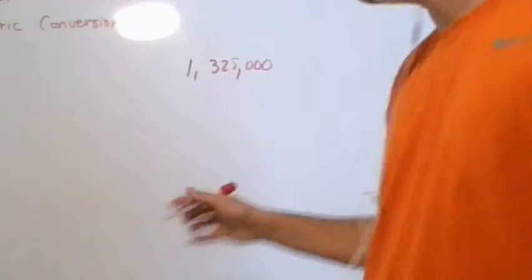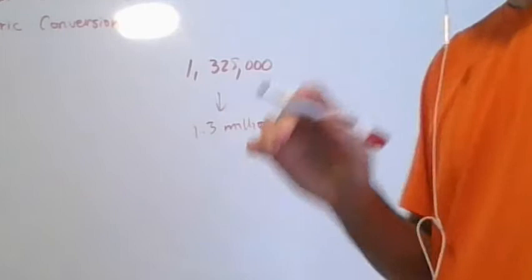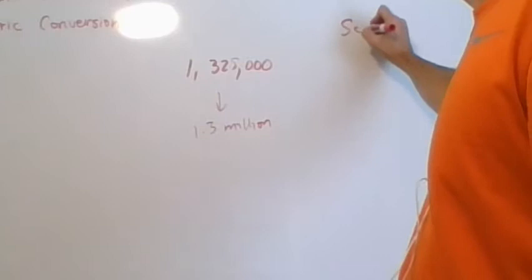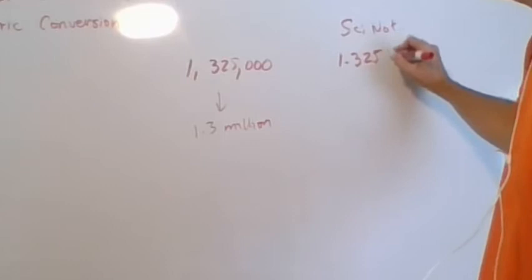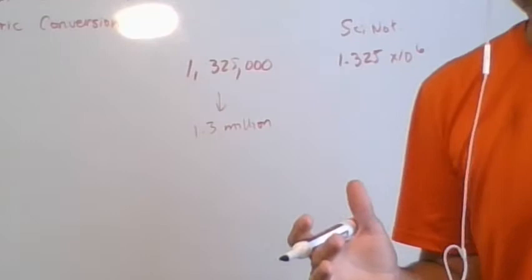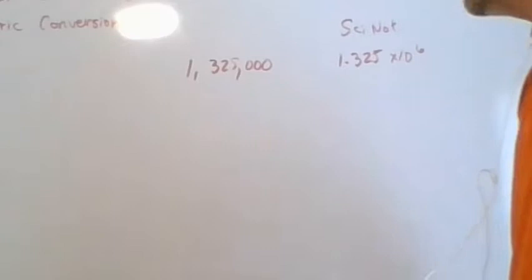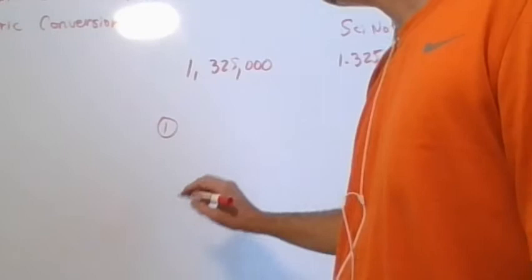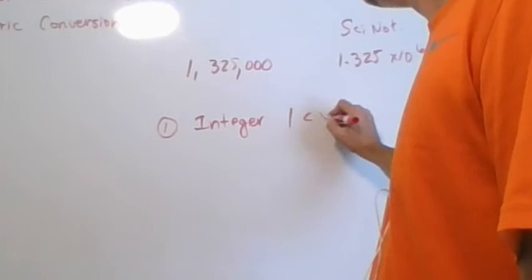Now, instead of saying the million part, if we're putting this in scientific notation, we're going to say this is 1.325 times 10 to the sixth. Now, here's how we do scientific notation going forward. With an object like this, 1,325,000, your first step is you're going to make the integer or the number between 1 and 10. So it's going to be something point something.